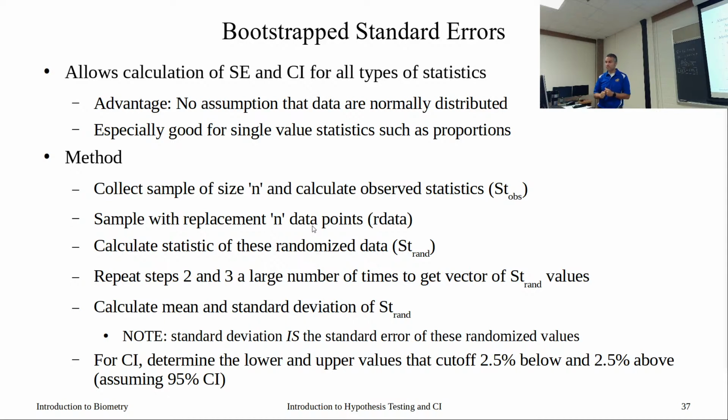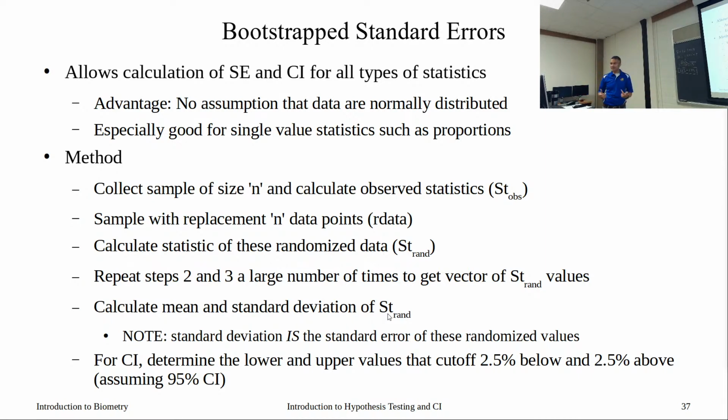Take the deck, shuffle it back up, draw one individual, put it back. Draw a second individual, put it back, and repeat it over and over until we get 52. Calculate our statistic, write it down, and then repeat over and over again. From that, we have a collection of our randomized test statistics now. Let's say 1,000 of them.